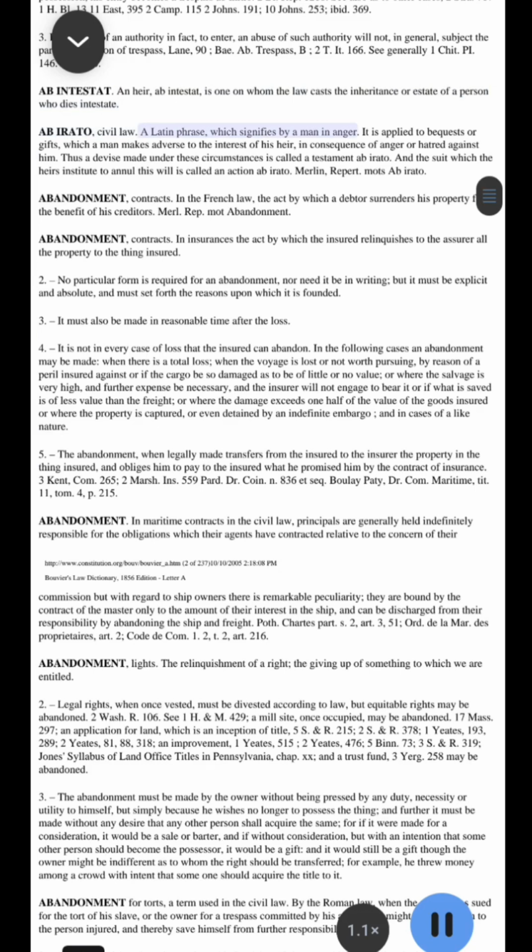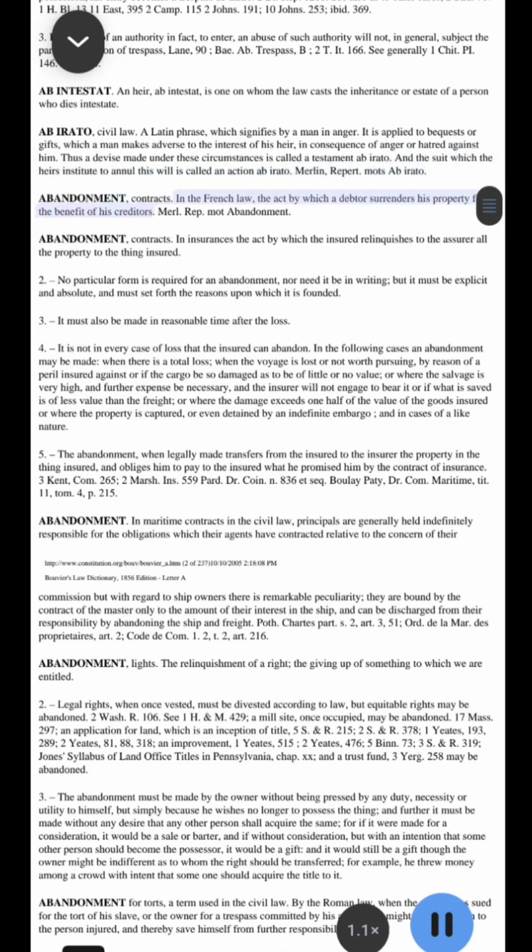ABIRATO, civil law. A Latin phrase, which signifies by a man in anger. It is applied to bequests or gifts which a man makes adverse to the interest of his heir, in consequence of anger or hatred against him. Thus a devise made under these circumstances is called a testament ab irato. And the suit which the heirs institute to annul this will is called an action ab irato. Merlin, Répert. Mot Ab irato.